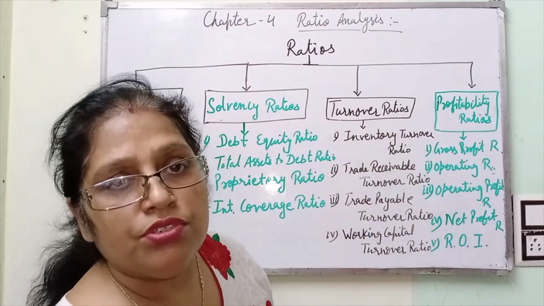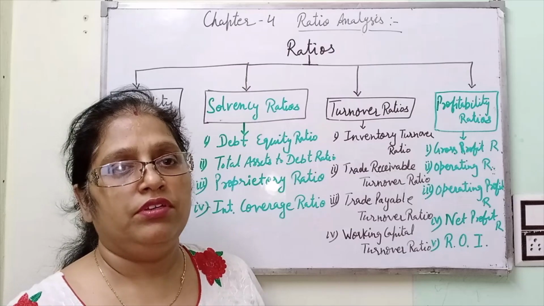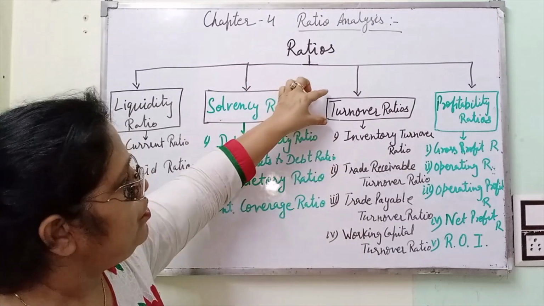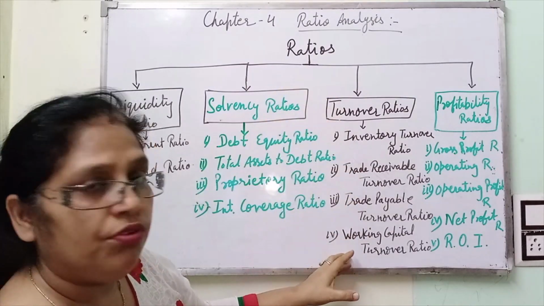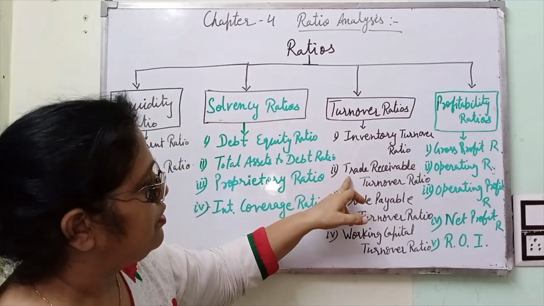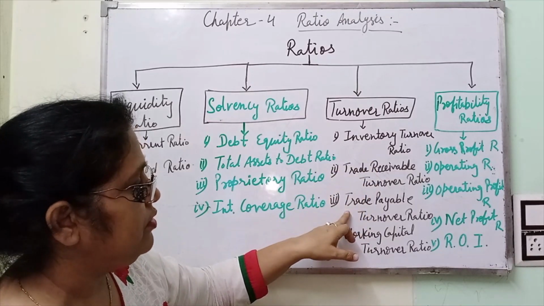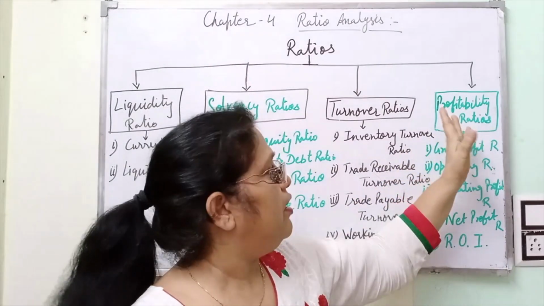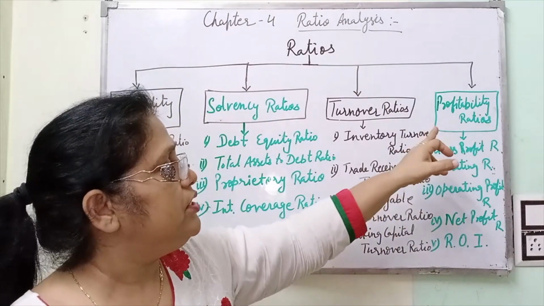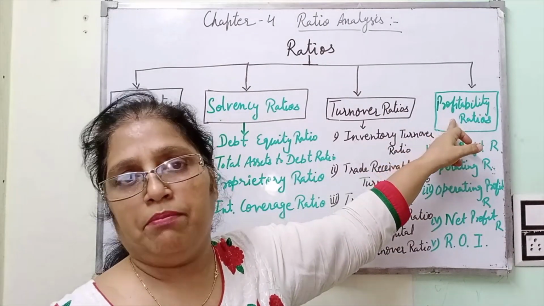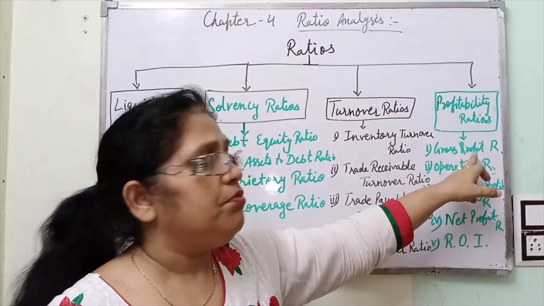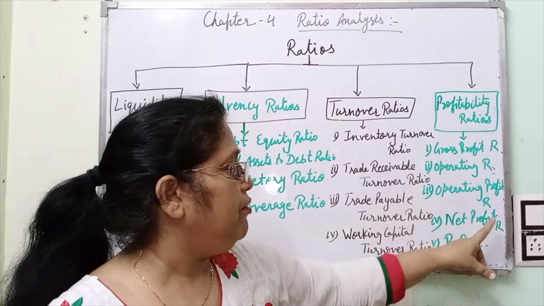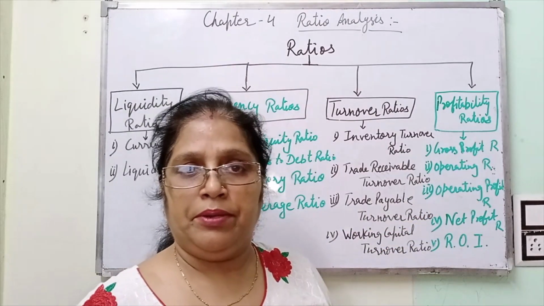Third is turnover ratios. Turnover means movement of anything inward or outward, turnover, changeover. So this is further classified into four groups: inventory turnover ratio, trade receivable turnover ratio, trade payables turnover ratio, working capital turnover ratio. Last is profitability ratios. Again the name clarifies, it helps in calculating the profit of the company. It includes gross profit ratio, operating ratio, operating profit ratio, net profit ratio, and return on investment.